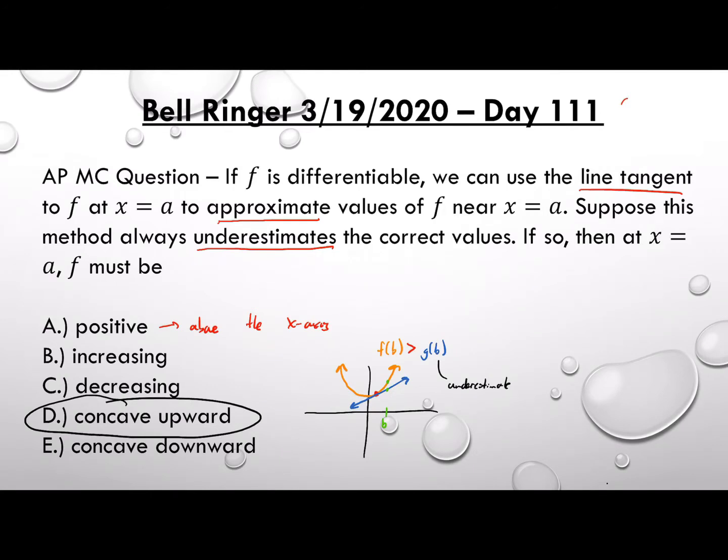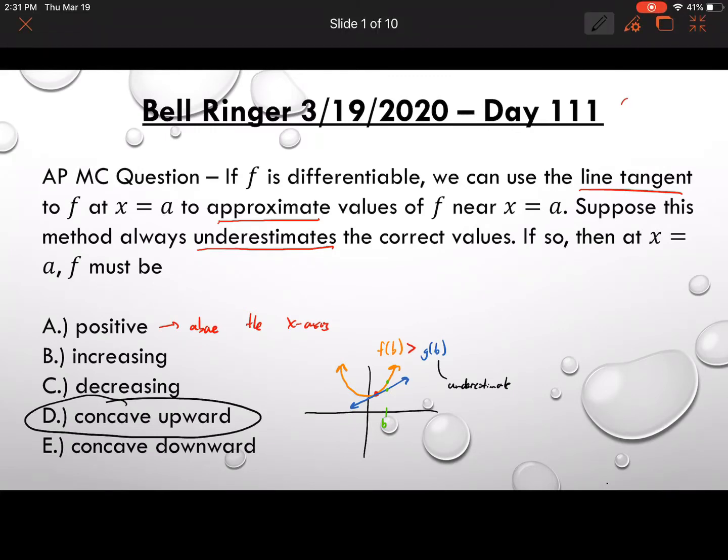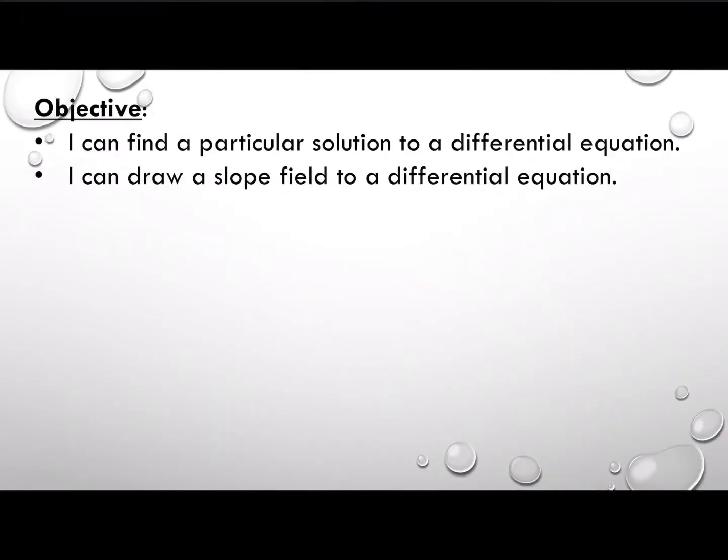If you try the concave downward choice, you would just draw an upside down parabola, and you would see that the tangent line is always higher. It's always going to be higher than the original function graph. So that's our bell ringers, just a little bit of review of tangent line approximation. A good conceptual question, not much math to it, just being able to draw what each of these graphs would look like. So let's get to our unit.